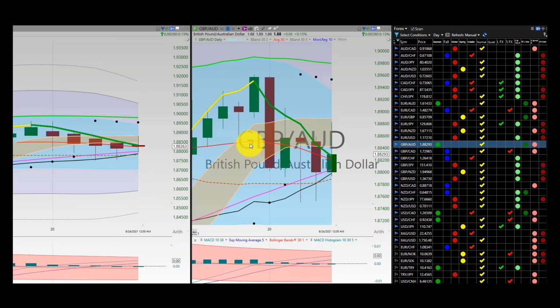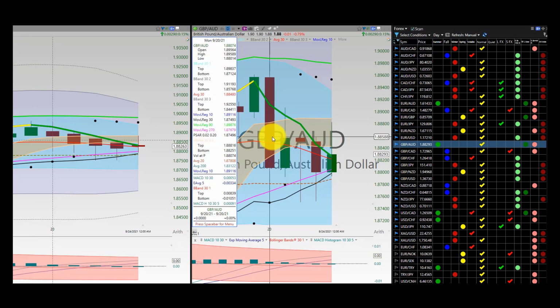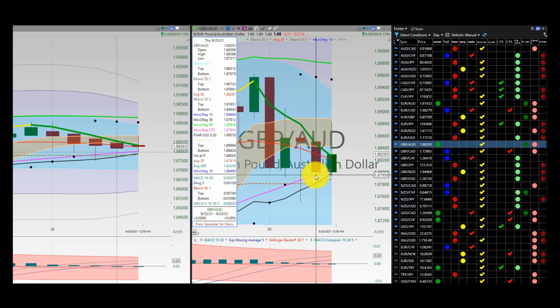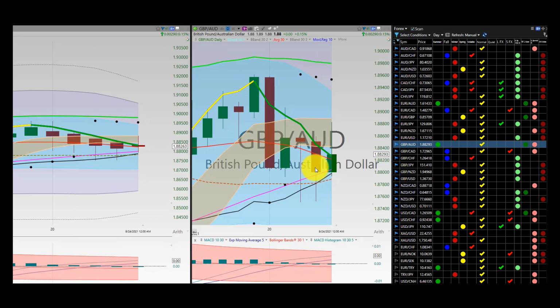British pound, Aussie dollar. No trade here on Sunday. Heikinashi was not in agreement. Initial trade here, out for a loss. And initial trade here, out at the RL270 for a nice 1-2.